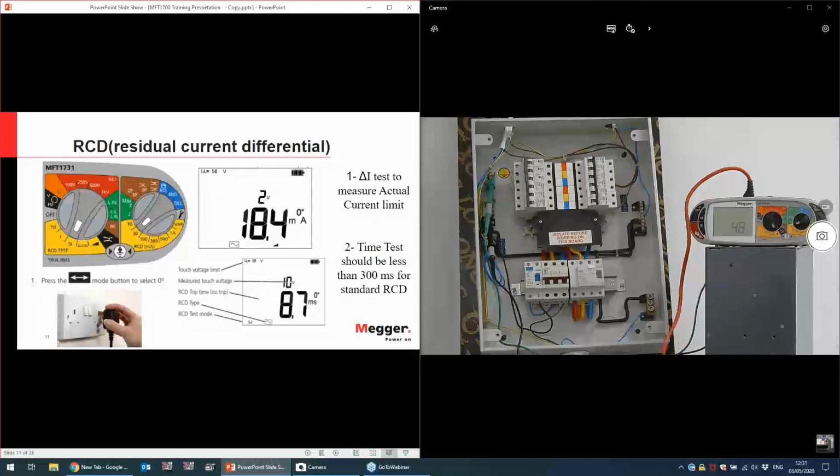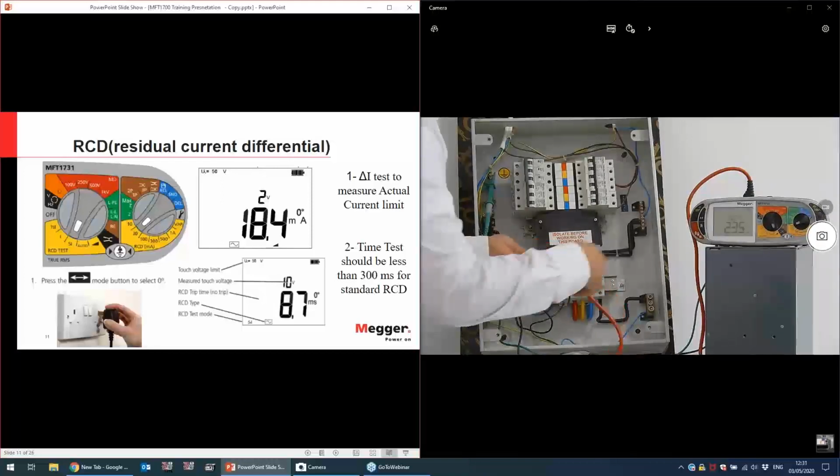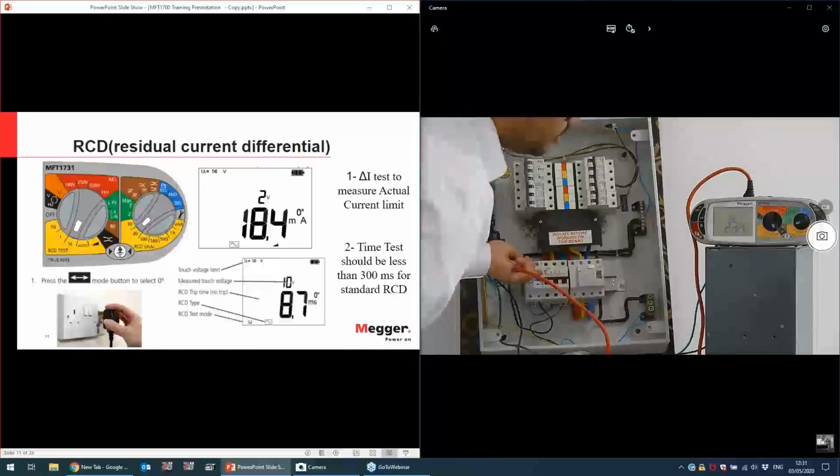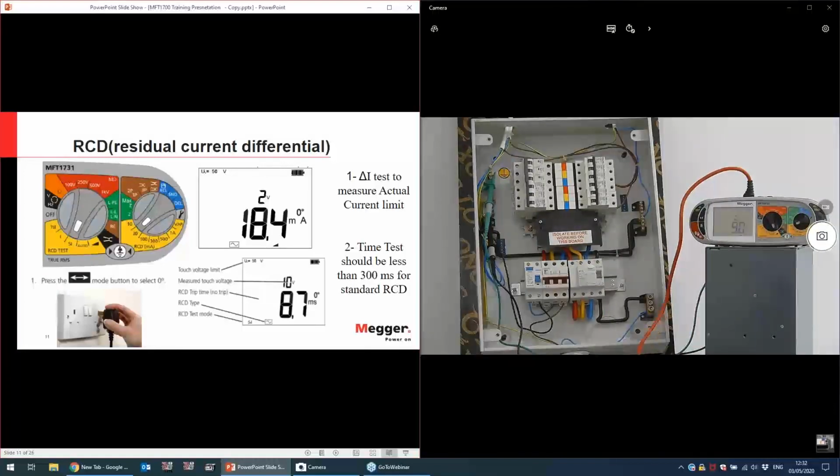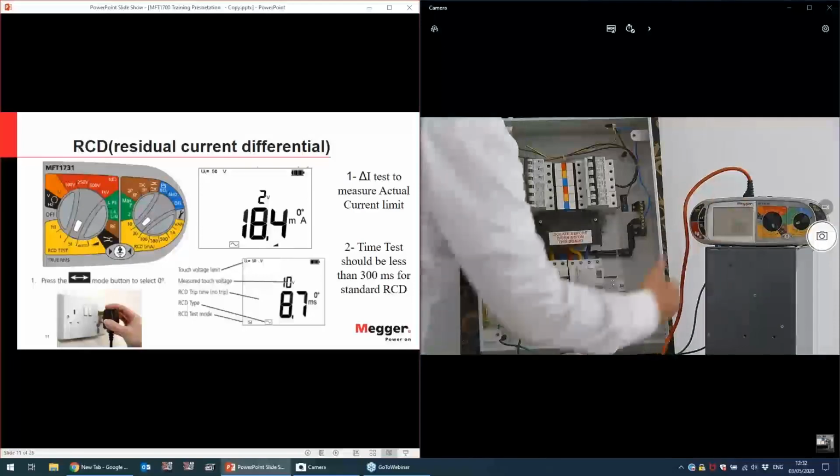Then at the line side of my RCD, after my RCD, I will connect my red probe and start the test. You will see now it's measuring 234 volt. The value of the full voltage is measuring. Now I can click start the test, and it starts ramping the current until my RCD trips, and considers it as my actual value. Now it's rated at 10 milliamp, and the actual value that I got is 9 milliamp here.